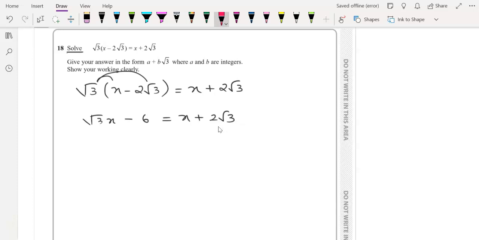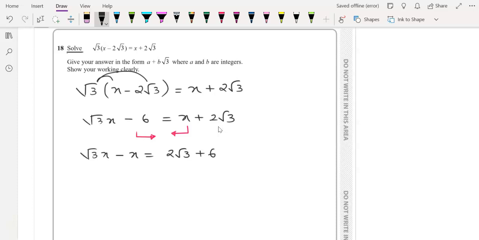So let's shift this x to the left hand side. If it's positive x, it will become negative. And we'll move minus 6 to the right, so minus 6 will become plus 6. We have root 3x minus x equal to plus 6 plus 2 root 3. You move minus 6 to the right, you will get positive 6.